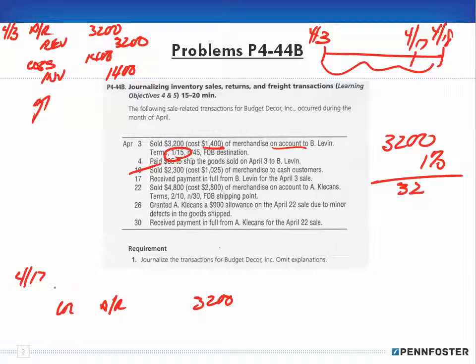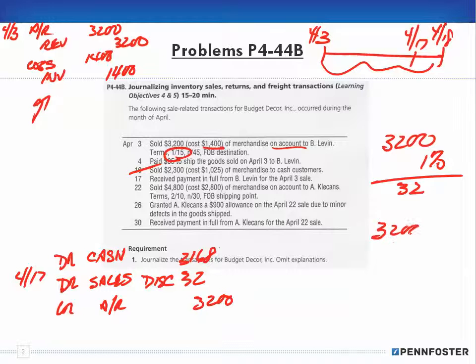So I have to debit sales discount for $32, and debits have to equal credits, so the difference between the two is $3,168. So I'm going to end up debiting my cash because that's what I'm going to receive. I'm going to receive $3,168 for cash. Notice what I did: I took 1% of 3,200, and then I took the 3,200 less the discount of $32.